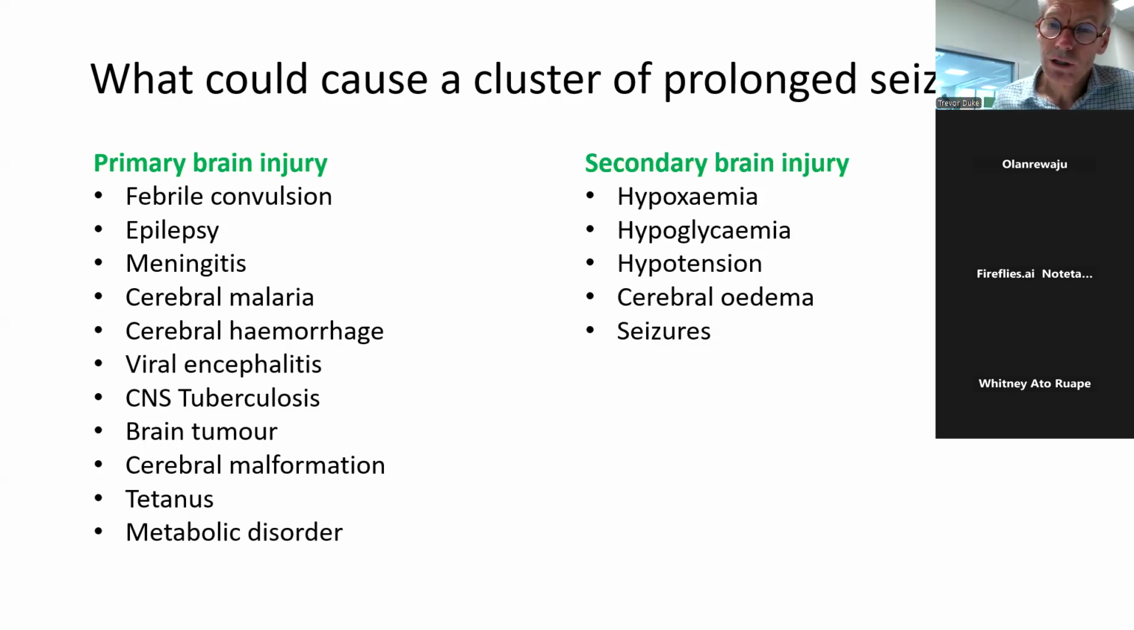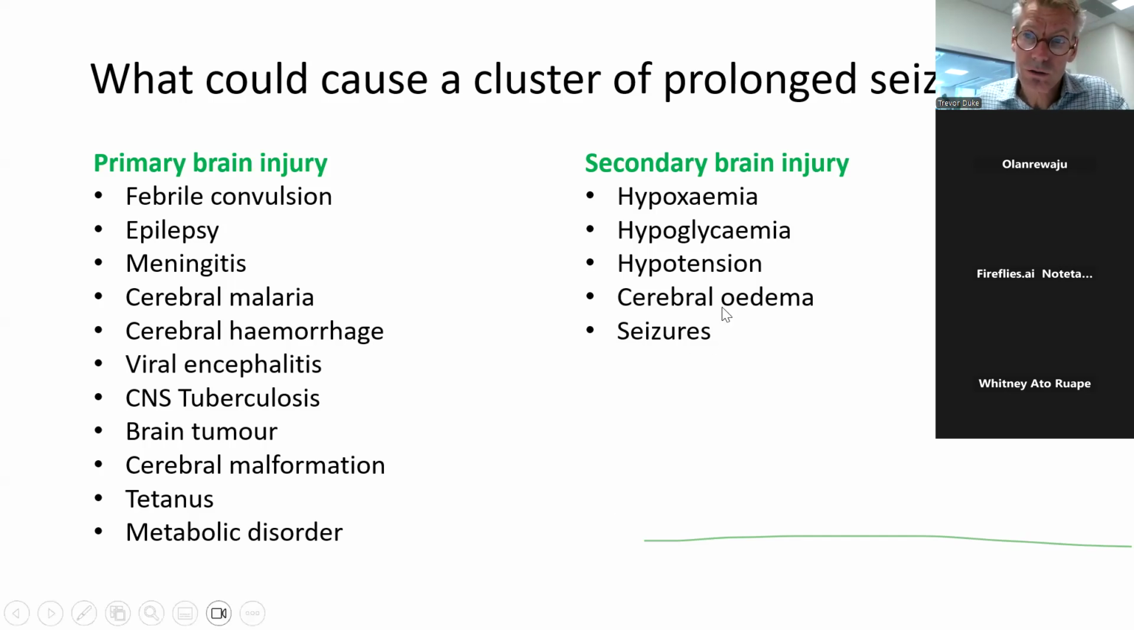They include hypoxemia, hypoglycemia, hypotension. So anything that reduces the oxygen carrying capacity to the brain, oxygen delivery to the brain, is likely to cause secondary brain injury. Children with hypotension, if there is cerebral edema, either because of persistent seizures or because of the underlying brain pathology, or sometimes iatrogenically because of fluid overload, these children will do worse.